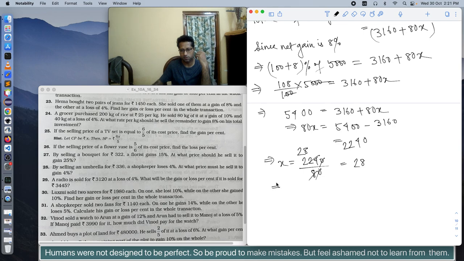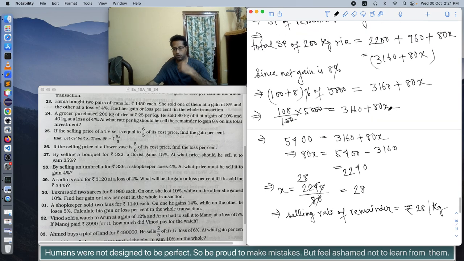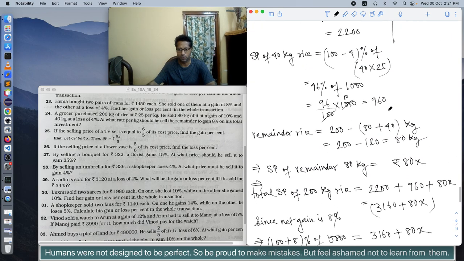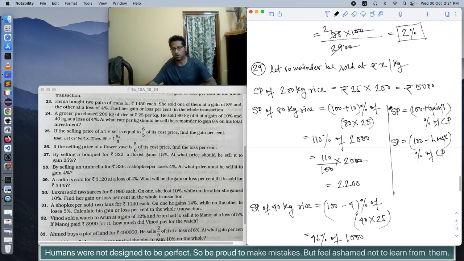So this implies the selling rate of the remainder is equal to rupees 28 per kg, because what is x? X we have already assumed at the beginning to be the rate of selling price of the remainder.